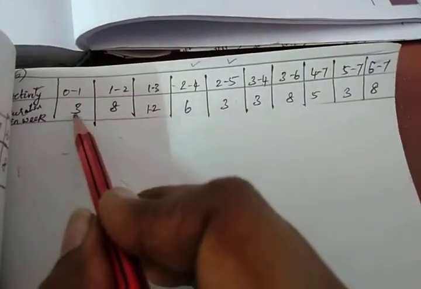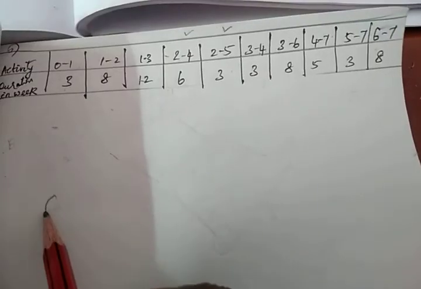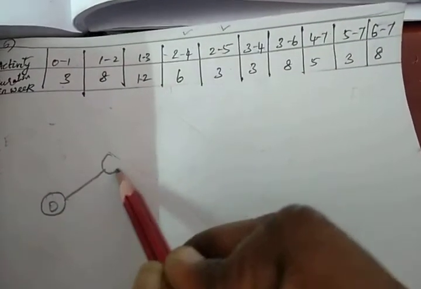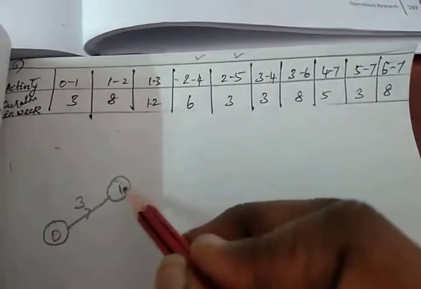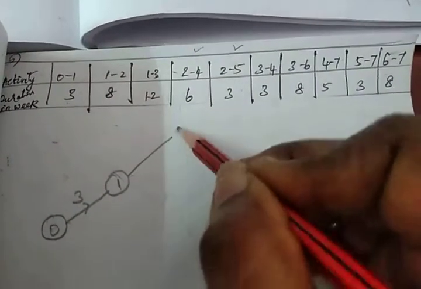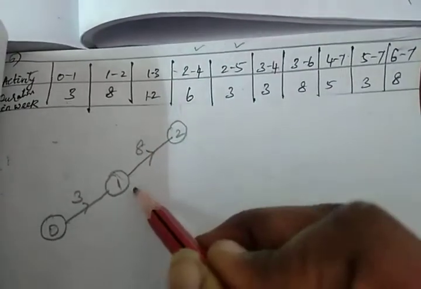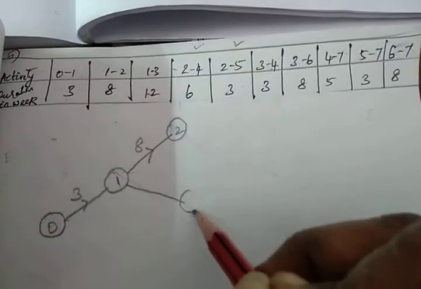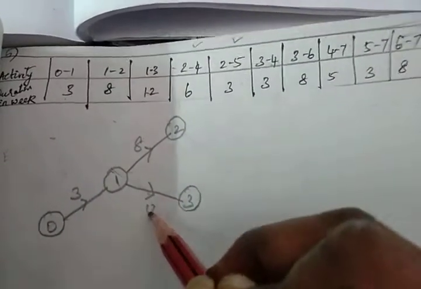So 0 to 1, the duration for the activity 0 to 1 will be 3. So now let us draw the node 0 to 1. The activity duration is 3. Next 1 to 2, the activity duration is 8. 1 to 3, the activity duration is 12.